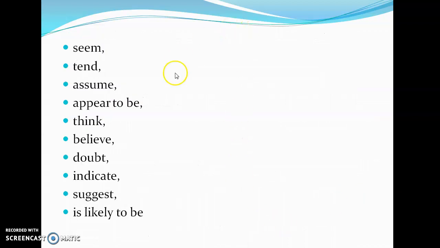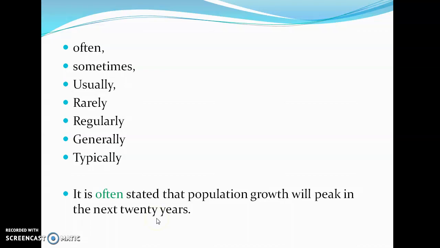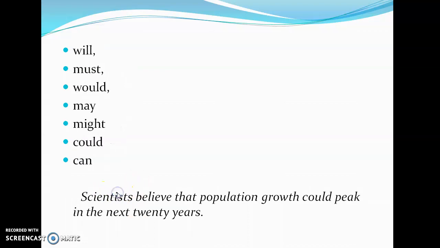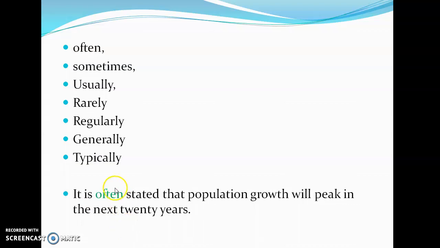So here are some introductory verbs to make hedging techniques in research writing. This means that they can use seem, tend, assume, appear, think, believe, doubt, etc. And adverbs can also be helpful to hedge the writer's opinion. So you see here, without saying often, it's a kind of sentence, but it means the categorical, it can be a categorical sentence.